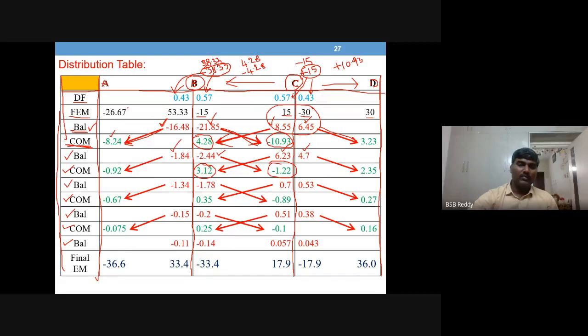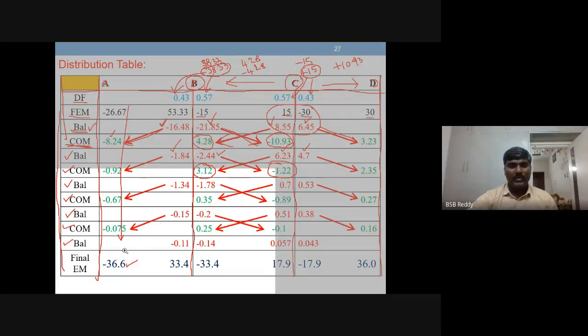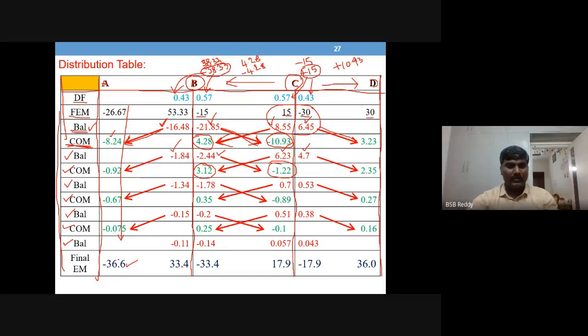Now what I'll do, I will add all these values and write it here. This is MAB value. I'll add these values. If they are minus, you have to deduct from this. Don't try to add this one. This is different. This is the distribution factor. So you will get 33.4.